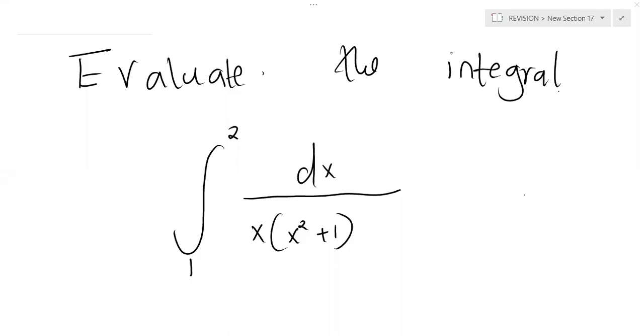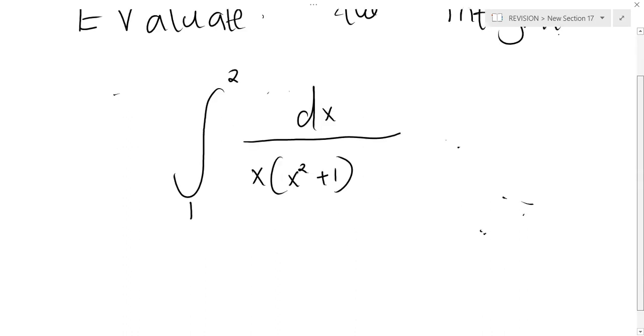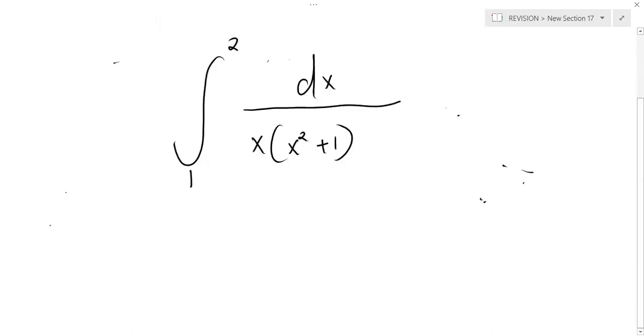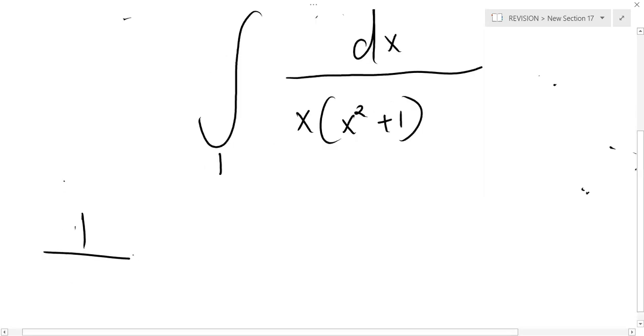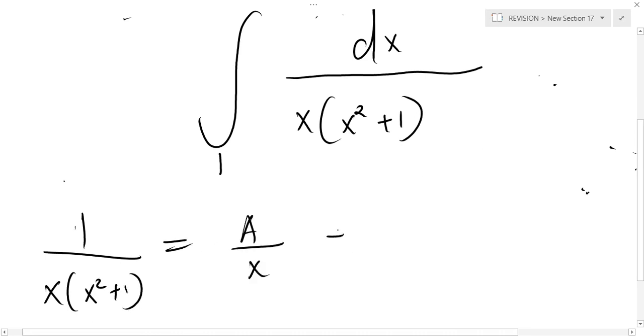Hello guys, I would like us to look at how to go about evaluating this particular integral here. Solution: we're going to use integration by partial fractions. So I'm going to decompose it into its partial fractions. Let's have 1 over x into x squared plus 1. This can be written as A over x plus Bx plus C over x squared plus 1.